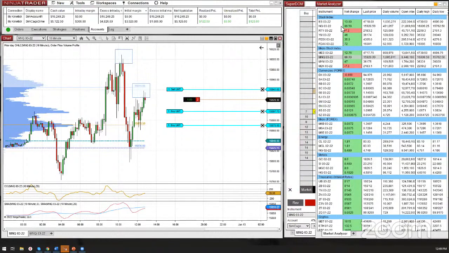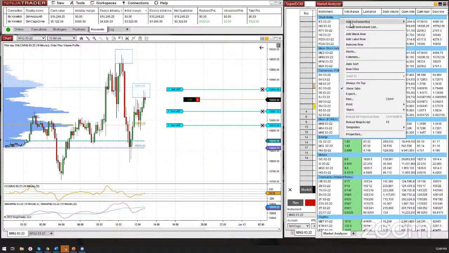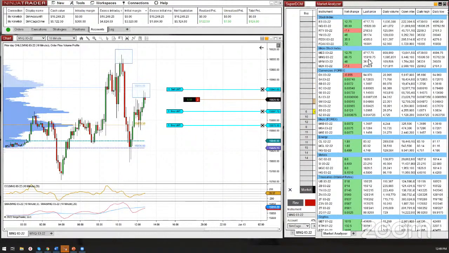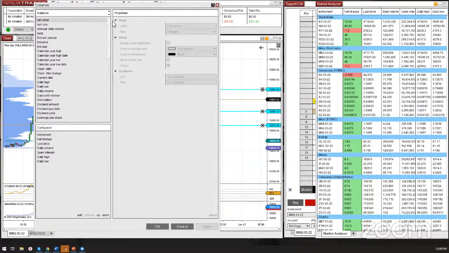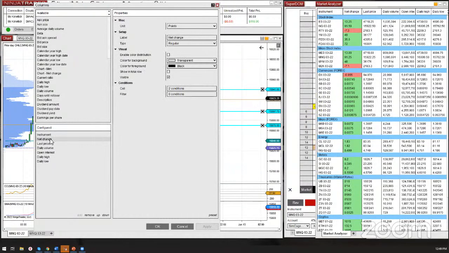Someone asked about the market analyzer and colors. When you right click on the market analyzer and you go to columns, you could add a bunch of different columns, right? And you can see the columns that I have added here. And if you want to change the color like I did on the net change, you just select it in the configured section. I forgot who asked this question. I'm going to click on that change.